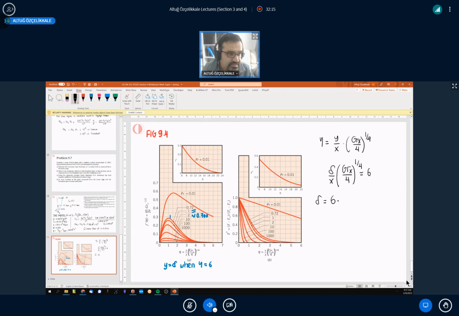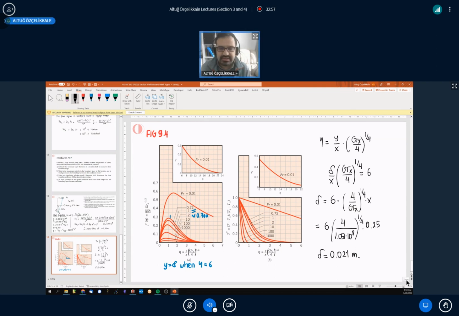So delta is equal to 6 times 4 over the Grashof number raised to the power 1/4 multiplied by x. When we substitute the numerical values, that's going to be 6 times 4 over 1.051 times 10 to the power 8, raised to the power 1/4, multiplied by 0.25. So we obtain a boundary layer thickness of 0.021 meter.